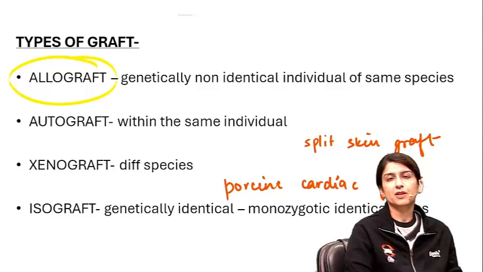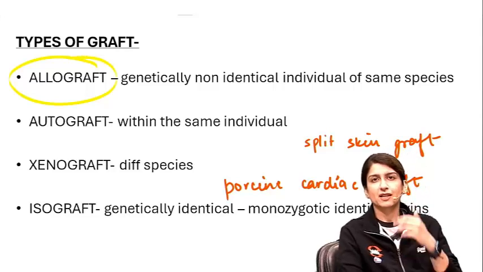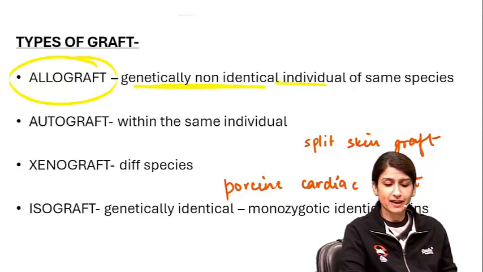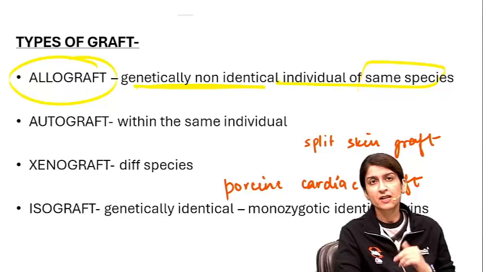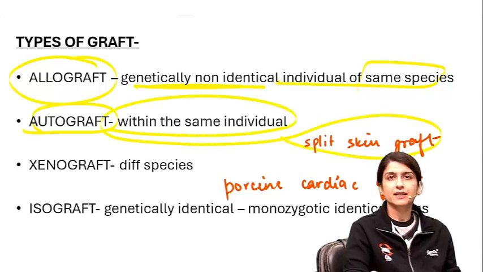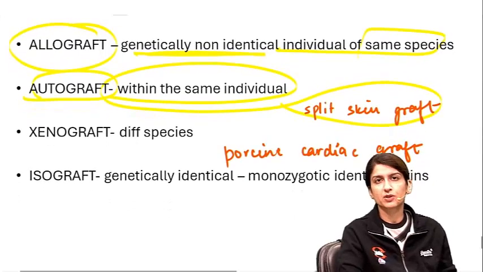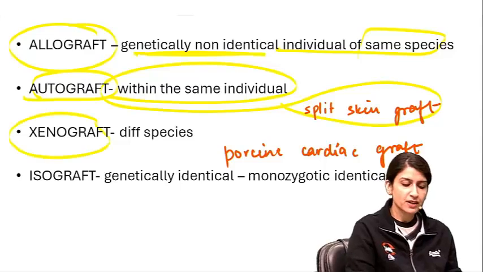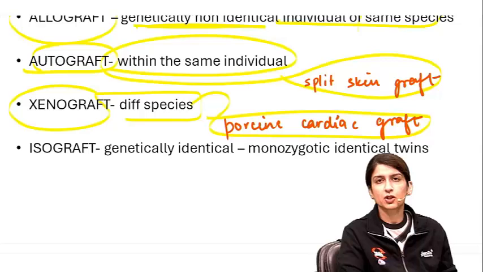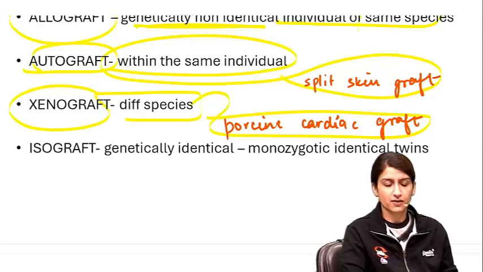Allograft का मतलब क्या होता है कि same species, यानी कि आप और मैं हैं, आप मुझे graft दे दें. Means genetically non-identical हैं आप और मैं, लेकिन हैं हम same species से. So that is allograft. Autograft means मैं खुद को ही दूं within the same individual. Classic example is split skin grafting within the same individual. Xenograft, different species. Example, pig से उठाया, human को लगाया, porcine cardiac graft.